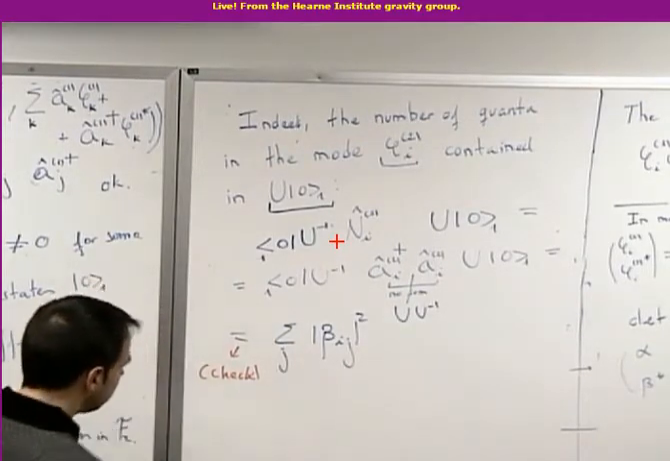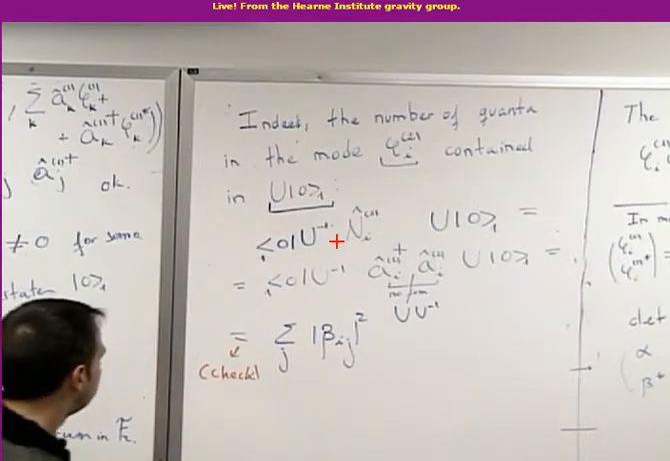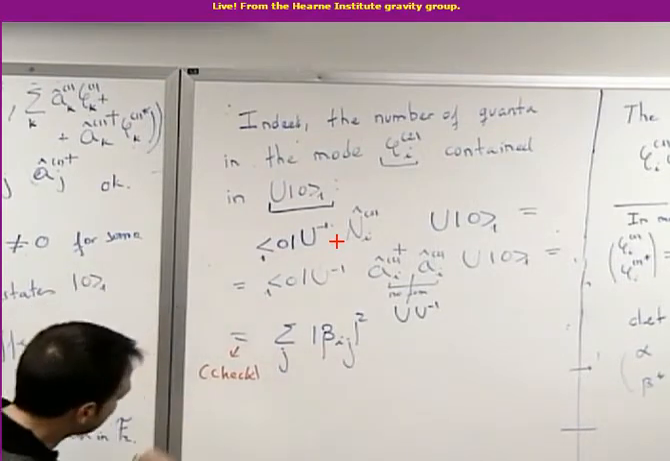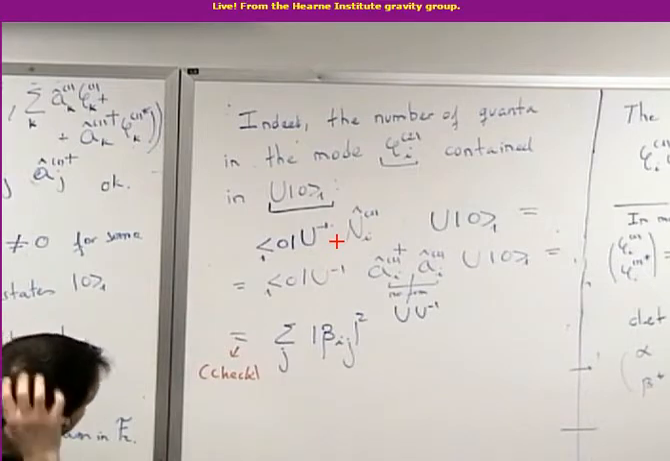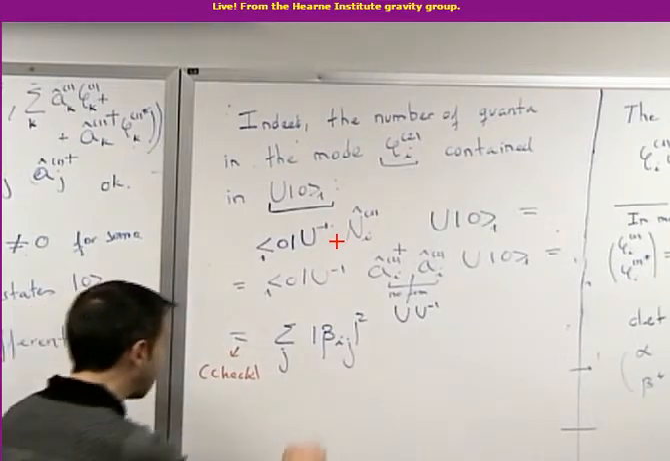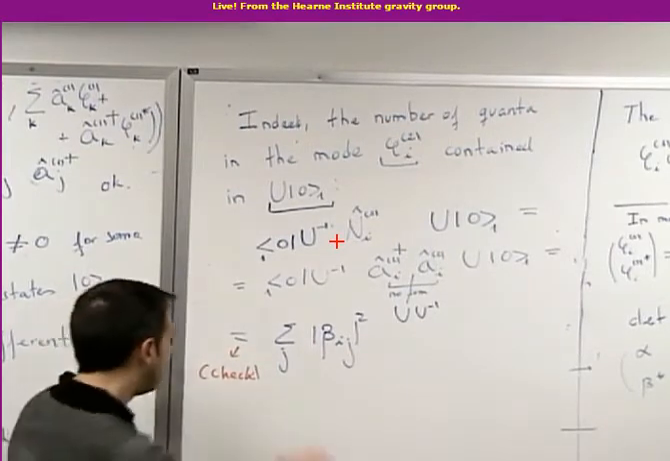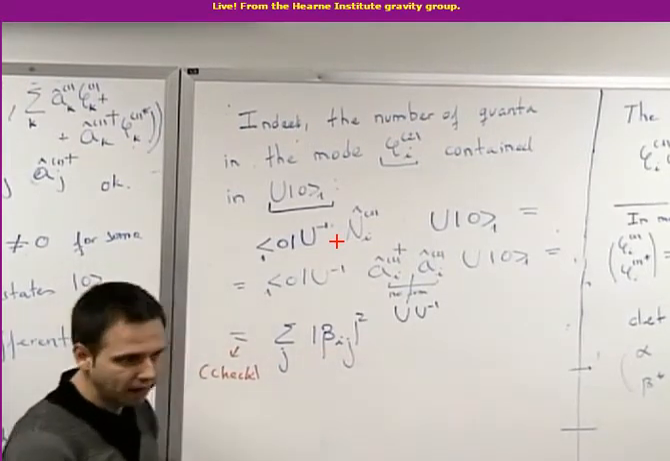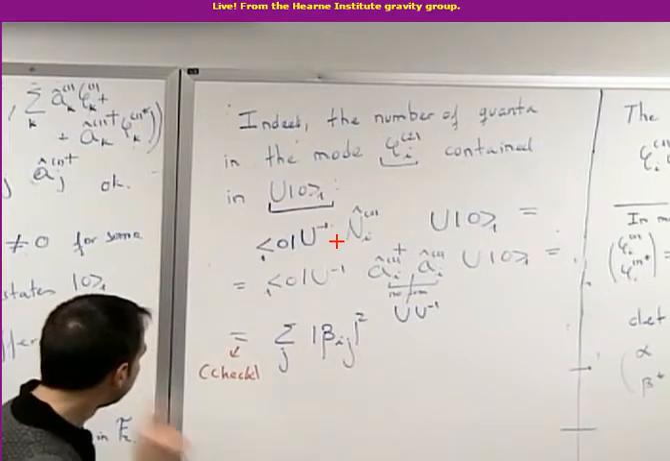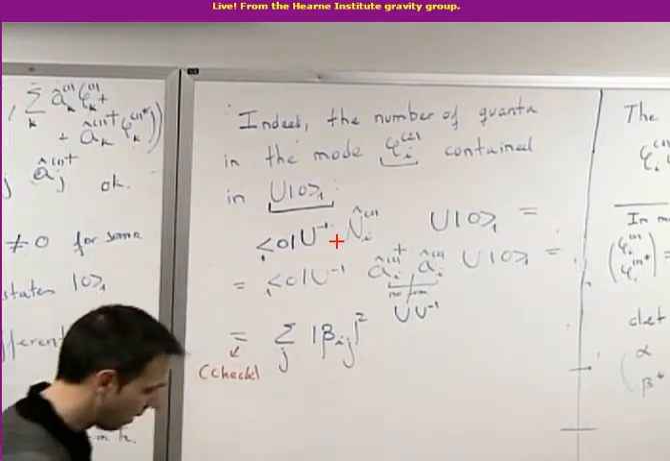So this makes manifest that the state vacuum 1 is not a vacuum in the Fock space 2, and it also tells us how to interpret the beta coefficients. They have the interpretation that beta squared is how many quanta there are in the mode.